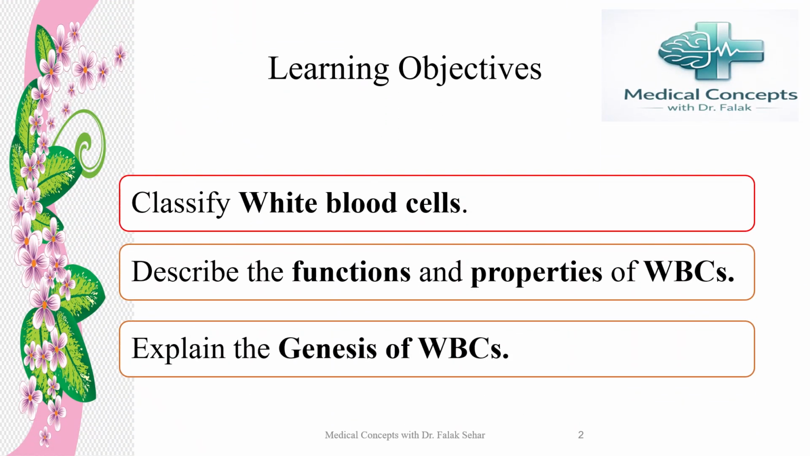And today we are going to discuss the white blood cells, their classification, function, and their genesis. By the end of this session, you all should be able to classify the different types of white blood cells. You should be able to describe the various functions and properties of the white blood cells and explain the genesis of white blood cells.